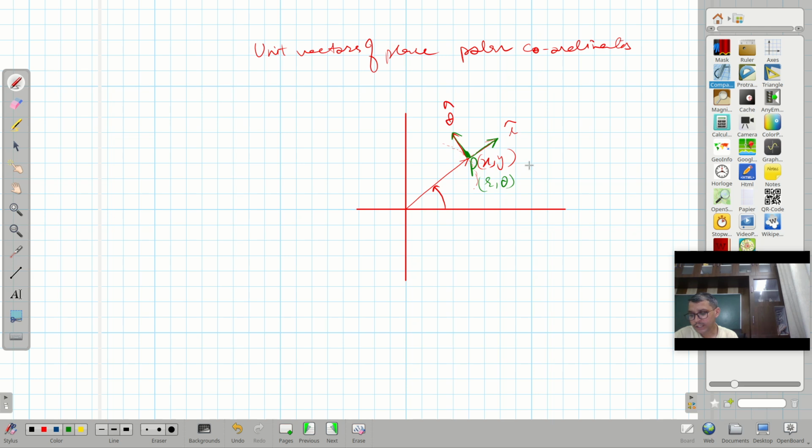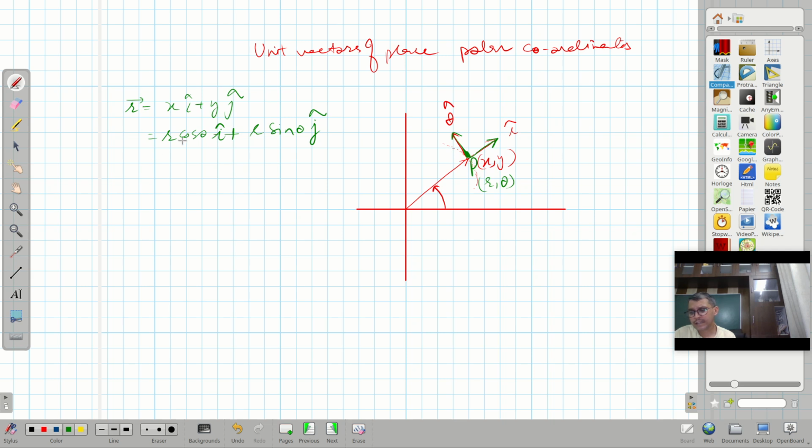Now I am just to find out r cap. So how can r cap be calculated? Let us have a look at that. If I recall earlier lectures, then r can be written as x i cap plus y j cap, and as I know x is r cos theta and y is r sin theta. Here i cap will remain as it is and j cap will remain also as it is.